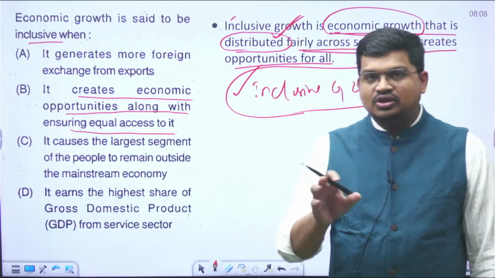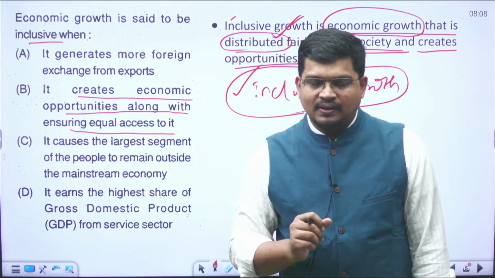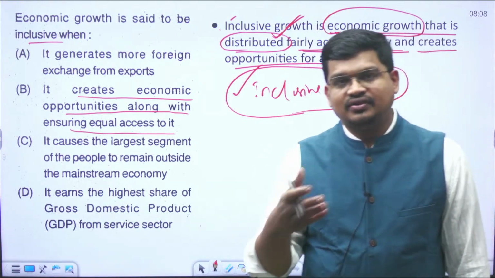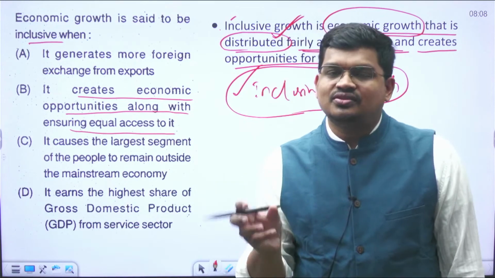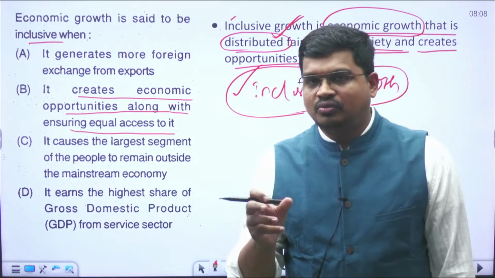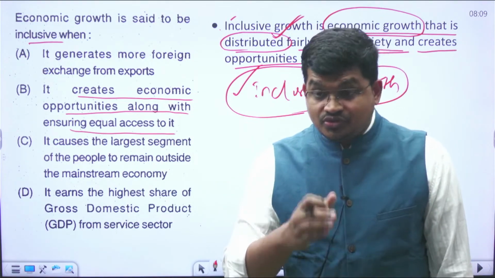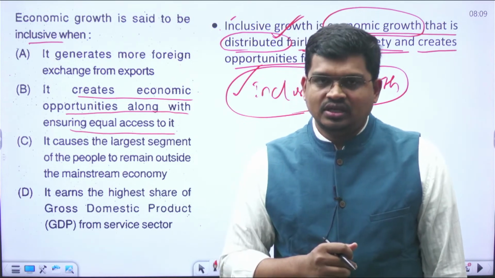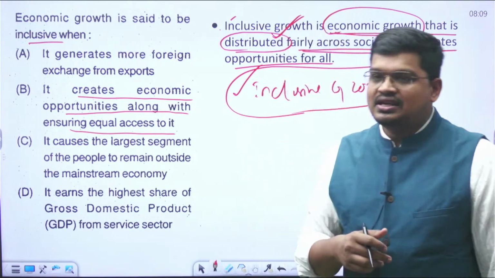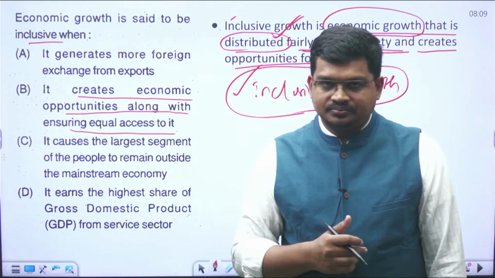Economic growth is a quantitative aspect. It depicts how many goods and services are produced, with their monetary value. If you shift to economic development, it's an overall development.